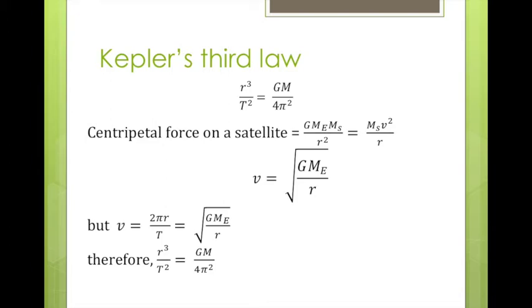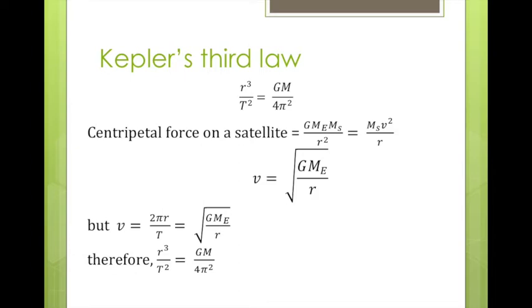Let's see how this equation is derived. First, the centripetal force is calculated by the universal gravitational constant times the mass of the object times the mass of the planet, all divided by the square of the distance between them, which is the radius of the circular path. But as we know, the centripetal force is also mv squared over r. So we can equate them together and make velocity the subject. So we can derive that velocity equals the square root of GM over r, where M stands for the mass of the planet.